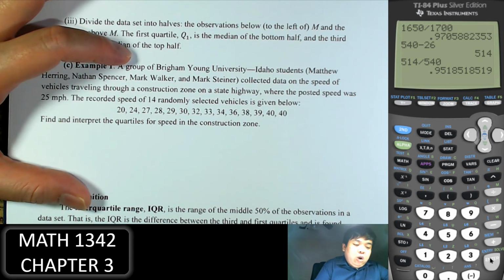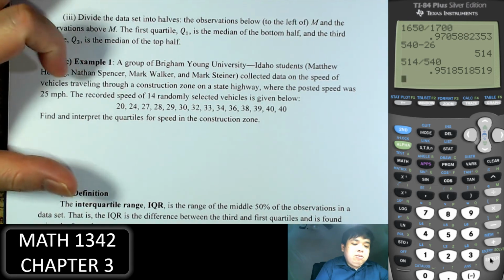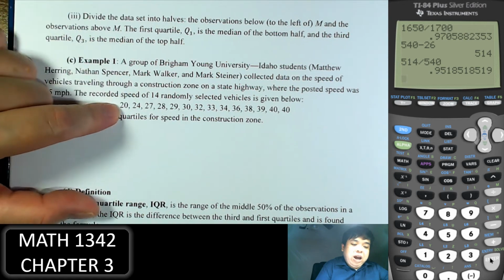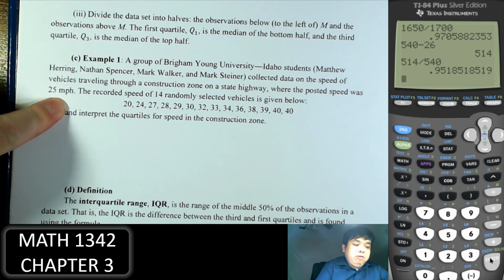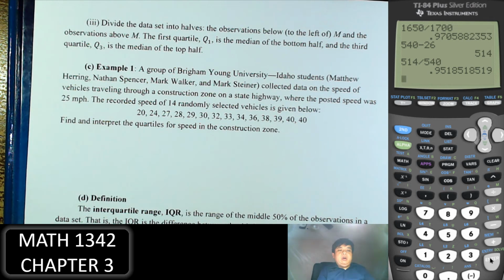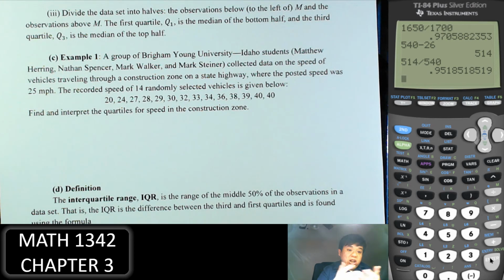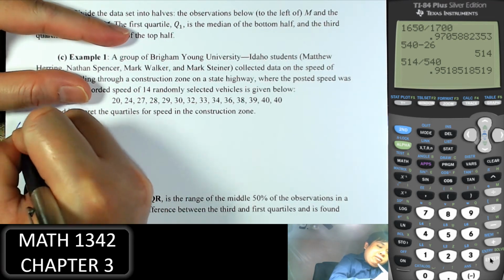Right, a group of BYU Idaho students collect data from the speed of the vehicle traveling construction zone on highway, where the posted speed is 25 miles per hour. Alright, so that's what we have. Now find and interpret the quartiles for the speed on the construction zone. So number one, first thing we have to do is arrange in increasing order. Luckily we already have that. So in increasing order, which we already have.